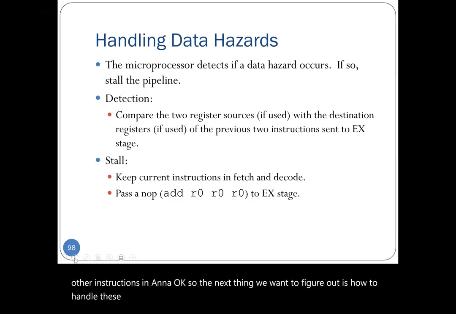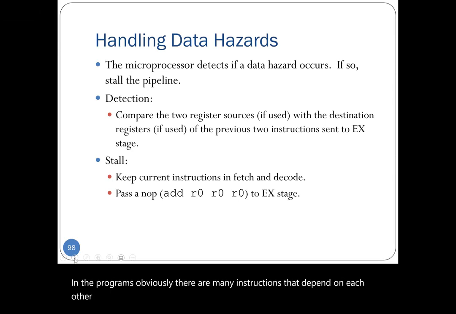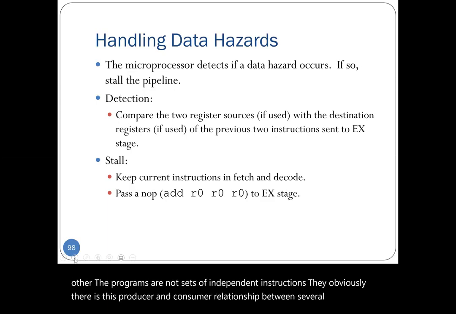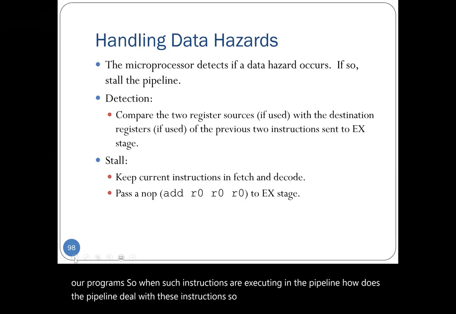In the programs, obviously there are many instructions that depend on each other. The programs are not sets of independent instructions. Obviously there is a producer and consumer relationship between several instructions in our programs. So when such instructions are executing in the pipeline, how does the pipeline deal with these instructions so that the results that are produced are correct, not inconsistent or incorrect?